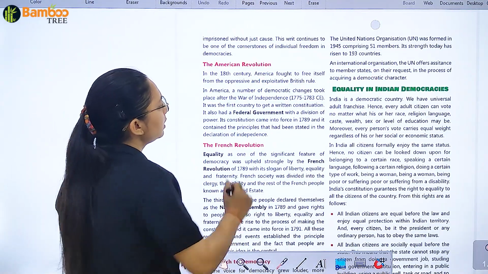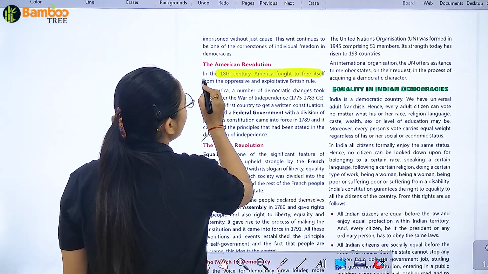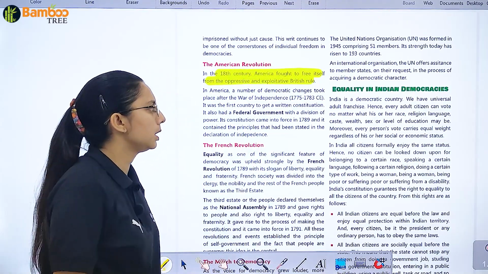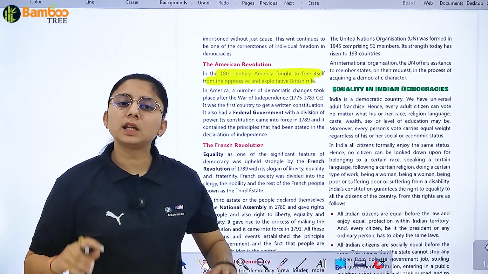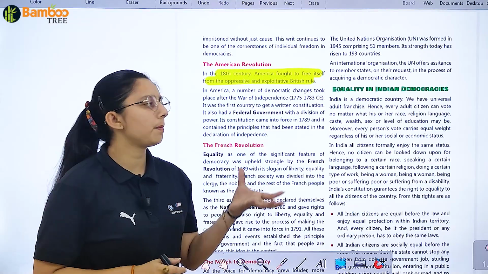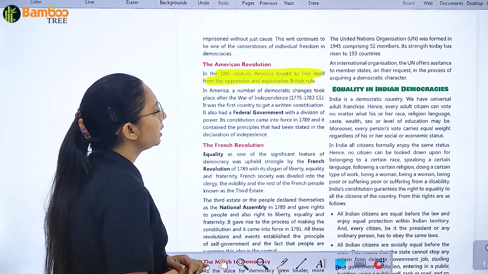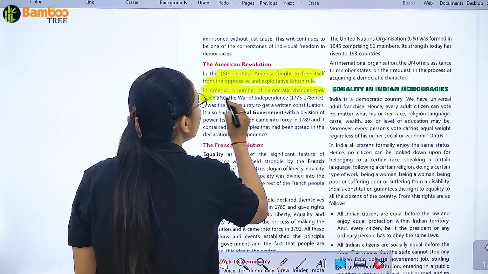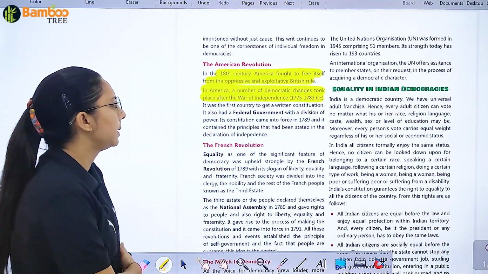Right. Then we have the American Revolution. In the 18th century, America fought to free itself from oppressive and exploitative British rule. America चाहता था अपने को free करना ब्रिटिश के oppressive और exploitative rule से. In America a number of democratic changes took place after the War of Independence.